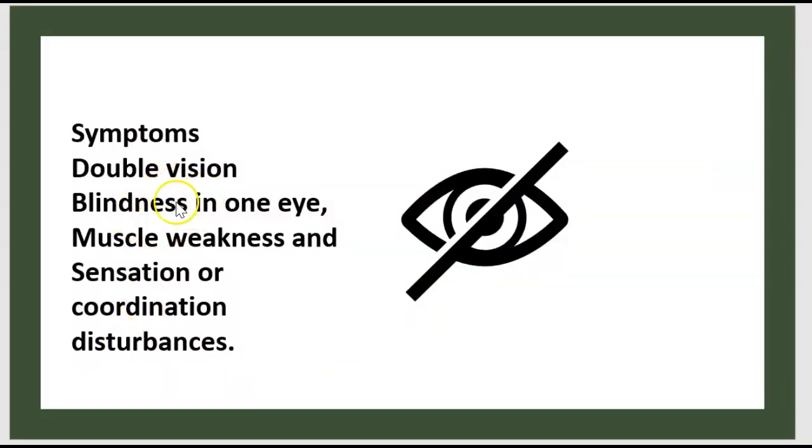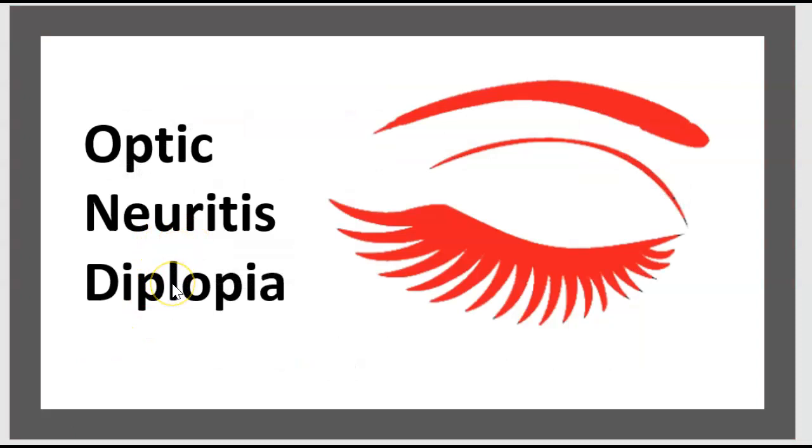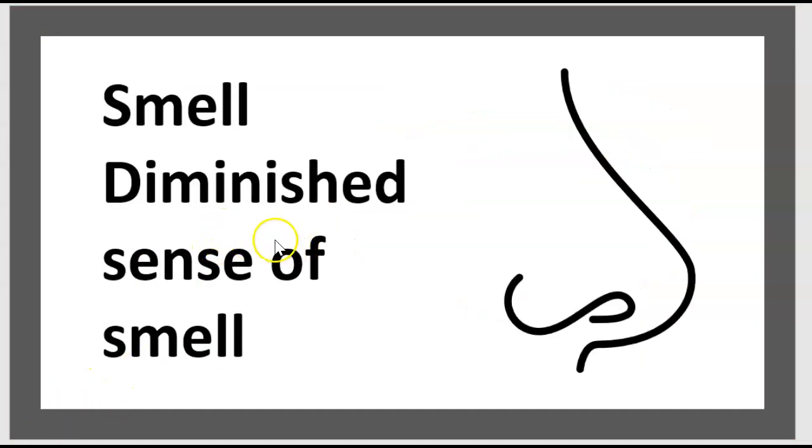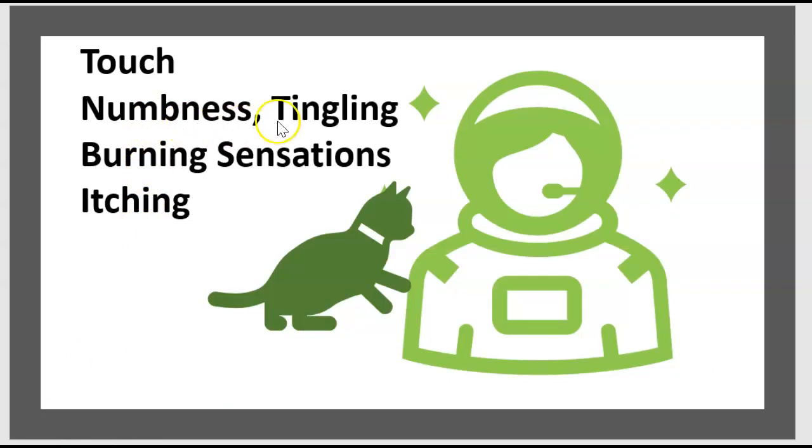Symptoms include double vision, blindness in one eye, muscle weakness, and sensation or coordination disturbance. Unable to completely close the eye, with eyebrow droop. Optic neuritis and diplopia. Regarding the smell, there is a diminished sense of smell. Swallowing difficulties and muscle spasm, especially foot drop. Regarding touch, there is numbness, tingling, and a burning sensation with itching.